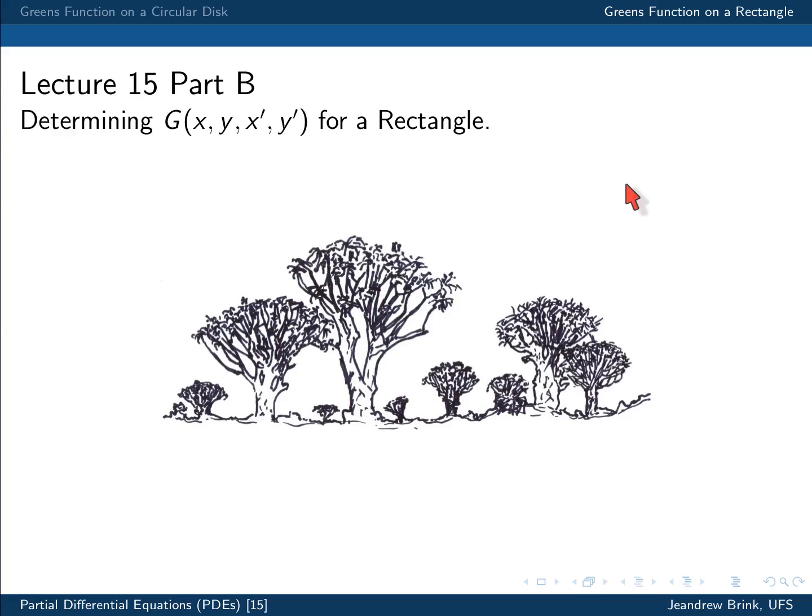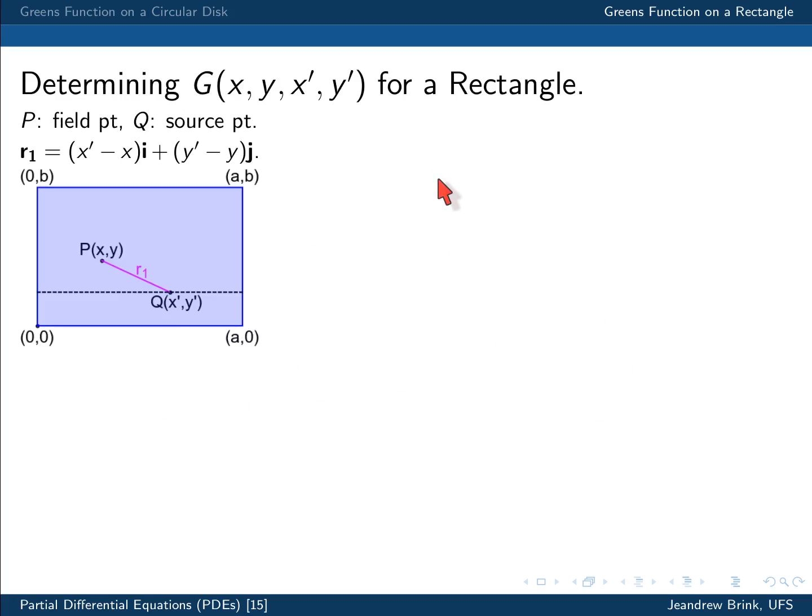Okay, this is lecture 15, PDEs, part B. What we'll be discovering in this part of the lecture is how to determine a Green's function on a rectangle. The approach is very similar to that of the circle.